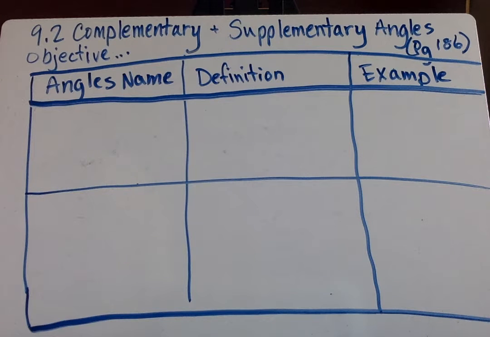Hello students, today we will be going over 9.2, complementary and supplementary angles. This is page 186 in your bright pink packet. Our objective: I can identify complementary and supplementary angles.